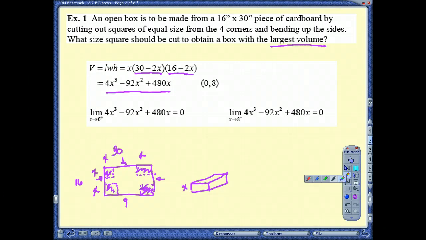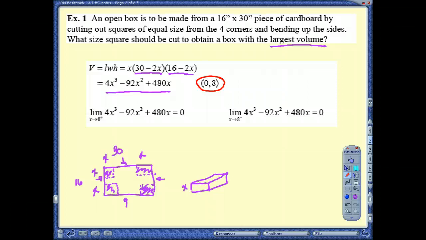We need to come up with our domain. We know that we can't cut out X's that are smaller than 0. It's just not possible. And we don't want to cut out squares that are 0, because then it would just be a flat sheet of cardboard. It would not be a box. So we know we have to be bigger than 0.